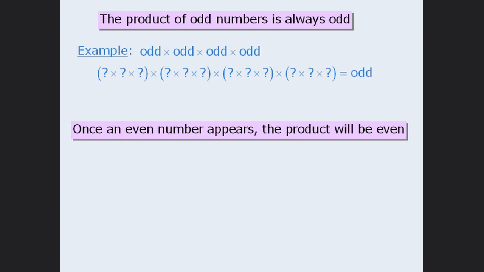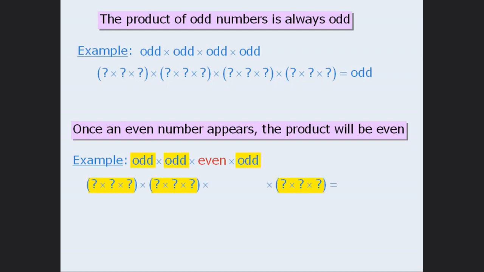Now let's examine the second rule. It says that once an even number enters the picture, the product will always be even. So, according to the rule, the product in this example should be even. Let's see why. To begin, we'll take all of the odd numbers and find their prime factorizations. Since these numbers are all odd, we know that their prime factorizations will not include any 2's.